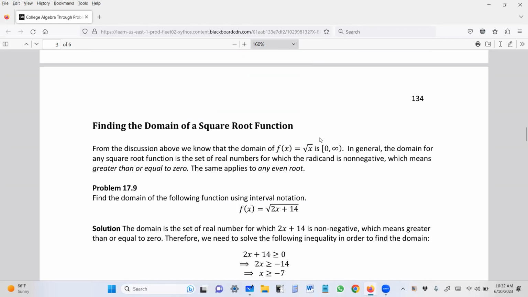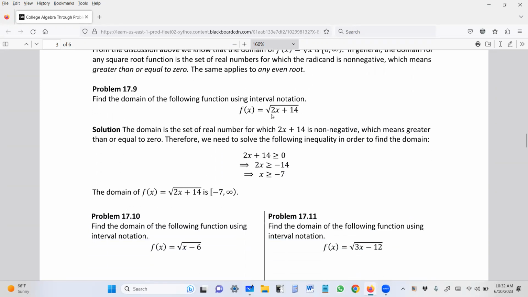we need to be able to find the domain of a square root function. A square root function is a function that has the radical symbol in it. The way that we're going to do this is to get the radicand, set it to greater than or equal to 0, and solve it for x. Then the answer has to be expressed in interval notation. It's very important because the answer is going to be an infinite set of values.